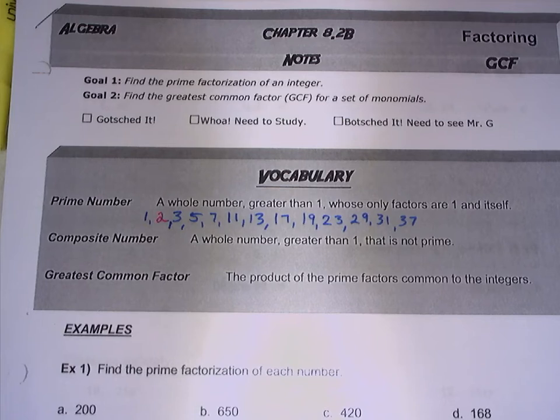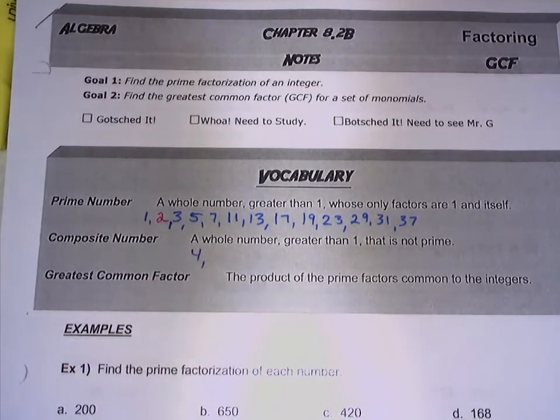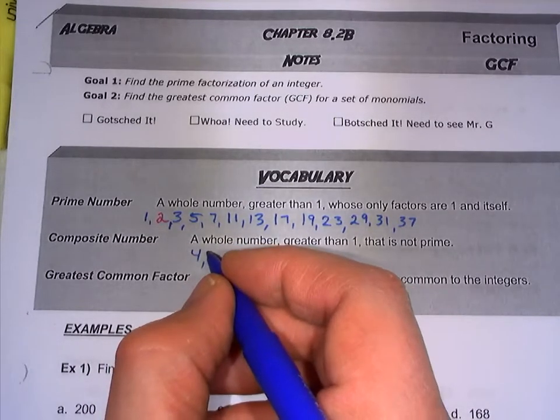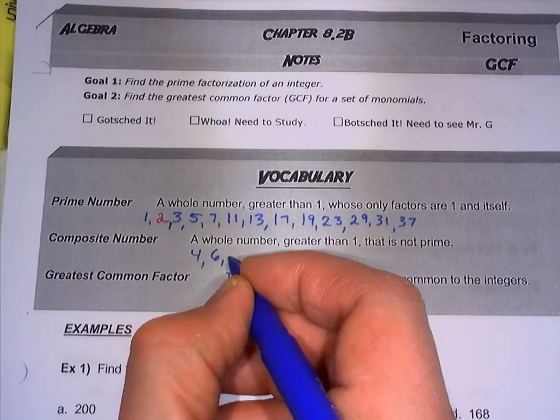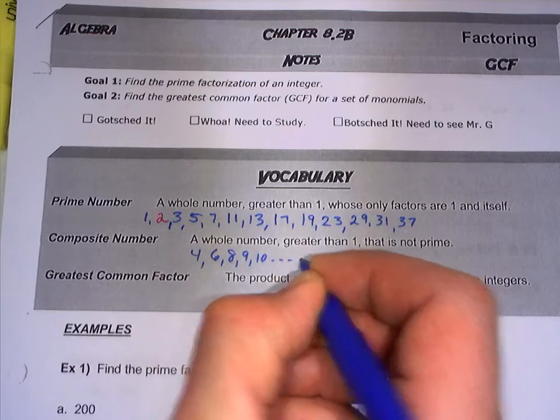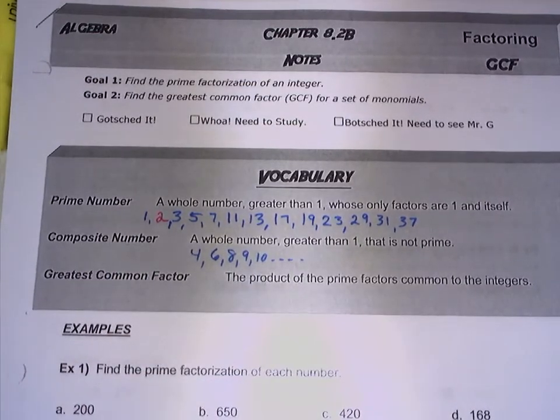Okay. A composite number is a whole number greater than one that is not prime. So not 2, not 3, but 4 is a composite. That's 2 and 2, right? Not 3, not 4. We have 5, 6, not 7, 8, 9, 10, dot, dot, dot. And you could just list all of these ones that are not prime numbers.